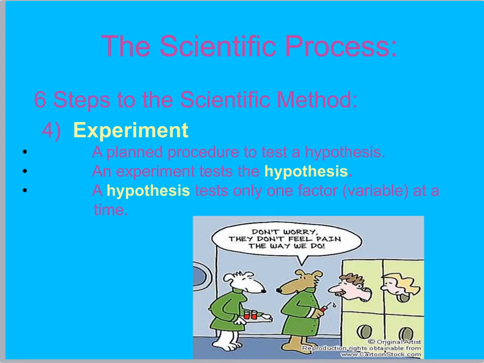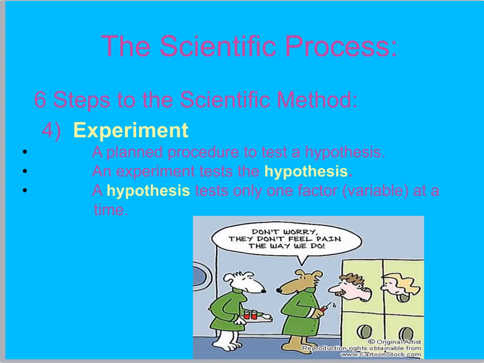So that brings us to the experiment. The experiment is the planned procedure to test the hypothesis. The hypothesis is only going to test one factor or one variable at a time. What that means is you have to split it up into multiple groups if you need to test more than one thing. So the experiment tests your hypothesis.